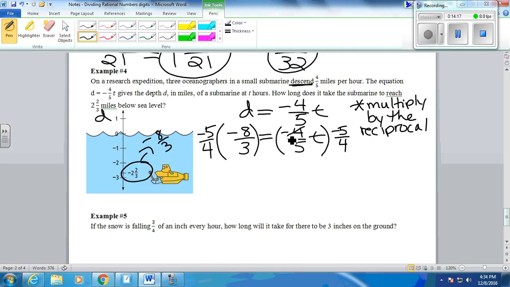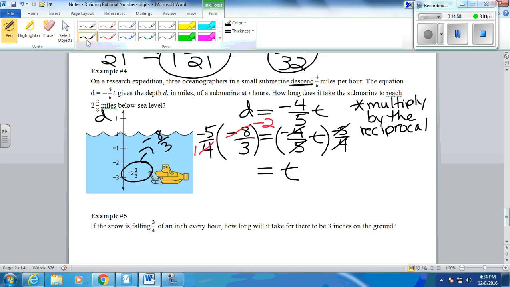So -4 divided by -4 gives me -1, cancels out. And 5 divided by -5 also cancel out to give me -1. So a negative times a negative gives me a positive. So you're just left with 1t, which is the same thing as t. Then over on this side, 8 and 4, this is -8 divided by 4. So when you rewrite your answer, it's -2 over there, and then 4 divided by 4 is 1.